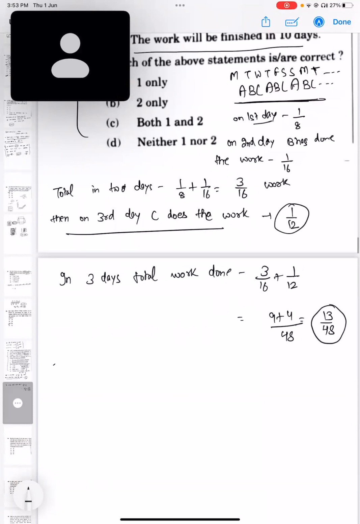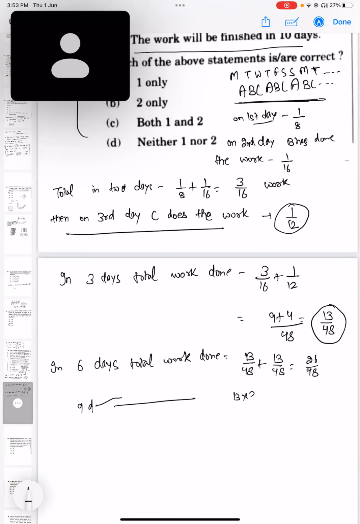So in 6 days, total work done will be 13 upon 48 plus 13 upon 48, which is 26 upon 48. Then in 9 days, it will be 13 into 3 upon 48, which is 39 upon 48. Right?